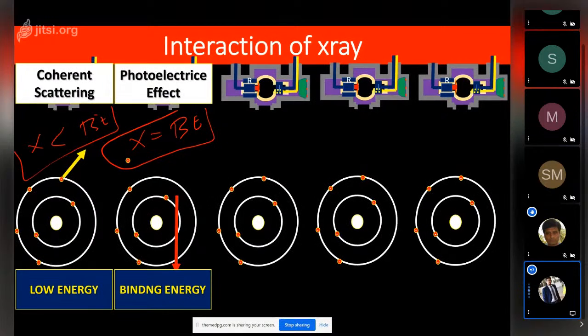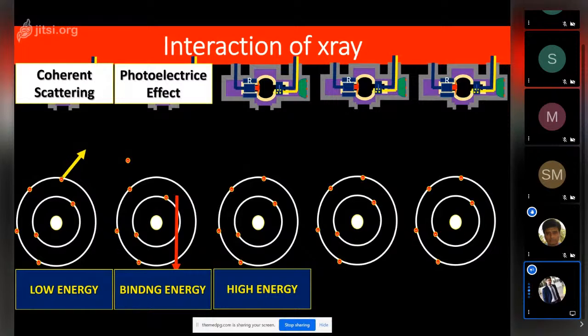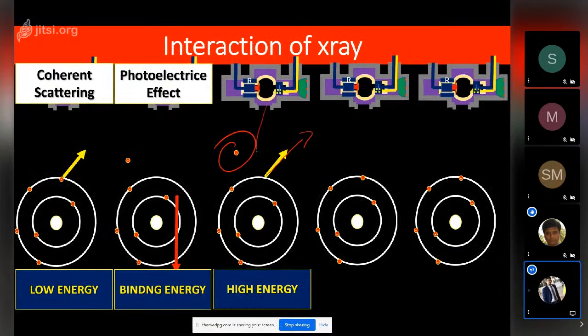Now, if the X-ray energy is more than the binding energy, what happens that we need to know? When the X-ray energy is more than the binding energy, the X-ray comes, throws out the outer shell electron, and gets scattered itself. The same X-ray which came here gets scattered. This is not a new X-ray. This is called Compton scattering.